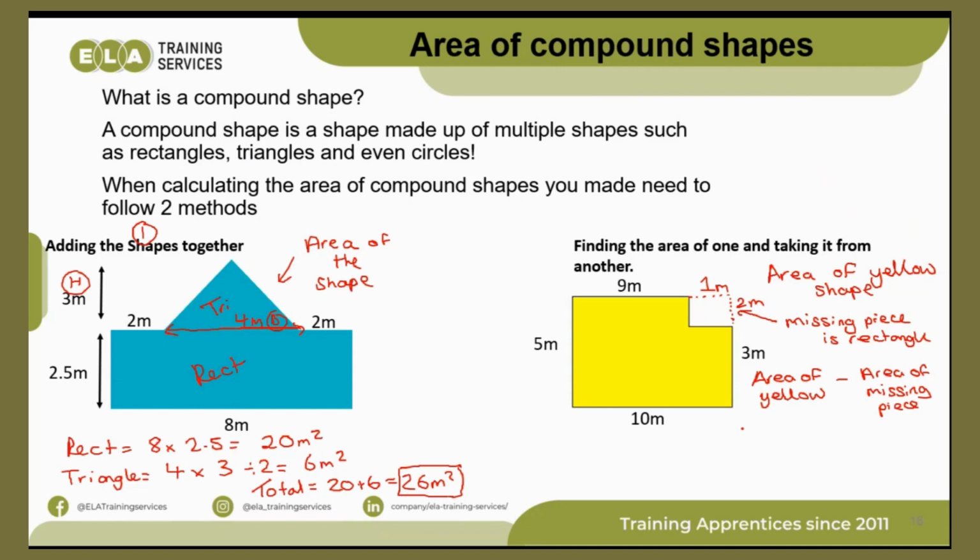So the area of the yellow would be 5 times 10, which would be 50 metres. The area of the missing piece would be 1 times 2, which would be 2 metres. So we're going to do 50, take away 2, which then leaves us with 48 metres squared. And that is compound shapes. So let's have a go at one of those.